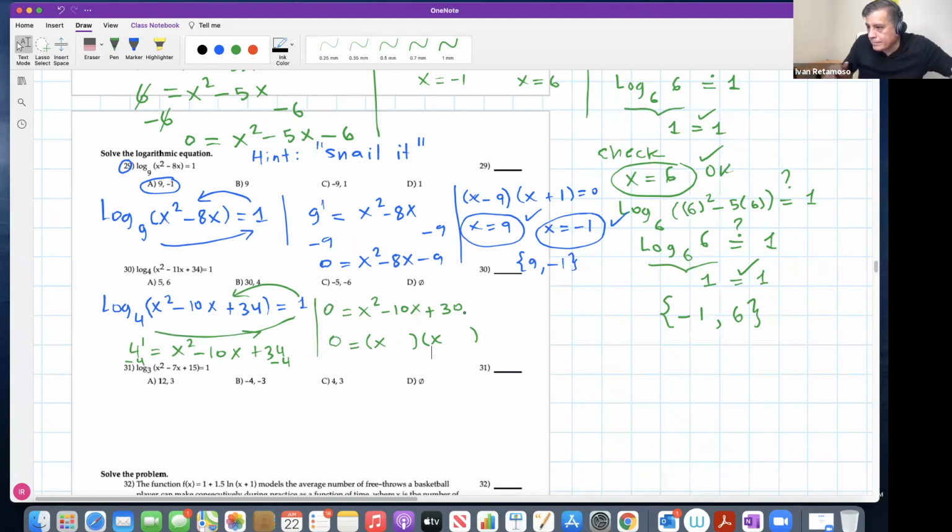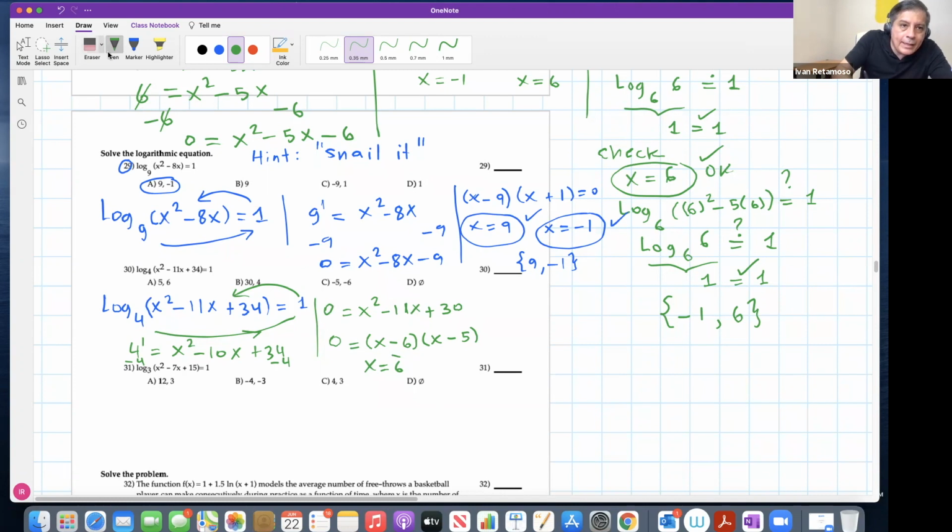Yeah, this guy is 11, sorry. It's very small, I didn't see it. So we look for two numbers whose multiplication is 30, whose sum is -11. After some trial and error, 6 and 5, negative 6, negative 5. So the sum is negative 11. Very good. Equal to 0, which leads to these two solutions, x equals 6 and x equals 5.